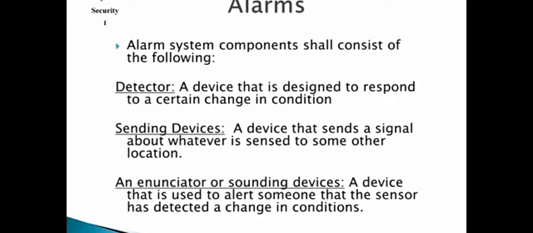It also needs a sending device, a device that sends a signal about whatever is sensed to some other location, and an enunciator, something to warn whoever's manning the alarm console that something is amiss. It's very basic. It can be anything from a bell to a buzzer to flashing on your computer screen that you have a problem.